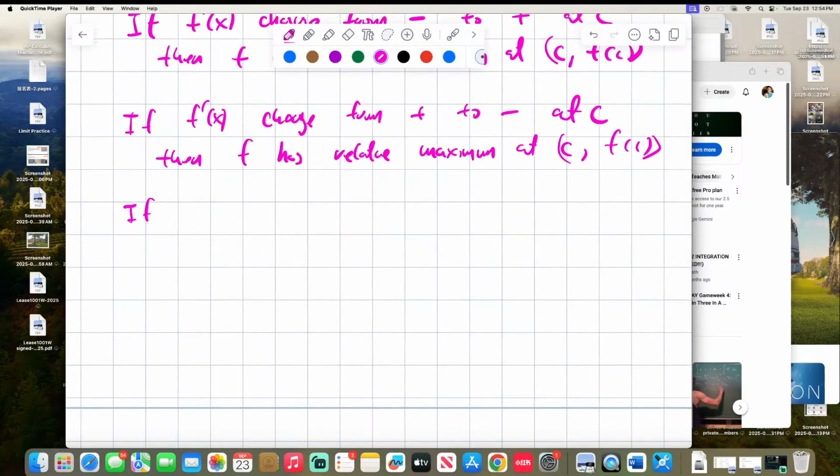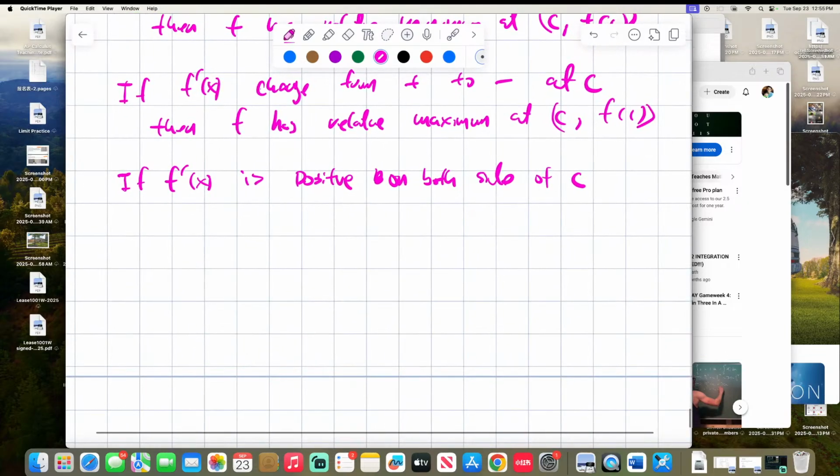If f prime of x is positive on both sides of C, right? If it's positive and positive, I can go up and go up again, right? But it doesn't have to be this way. I can go up and up, right? That is not a maximum or minimum because you can go up and up.